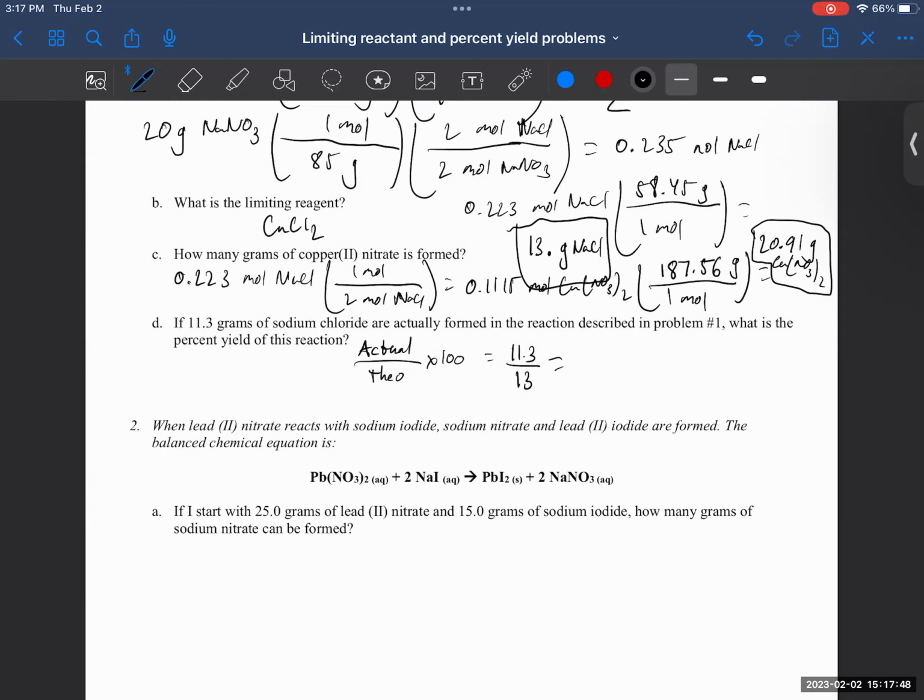86.92% as our percent yield for this reaction.